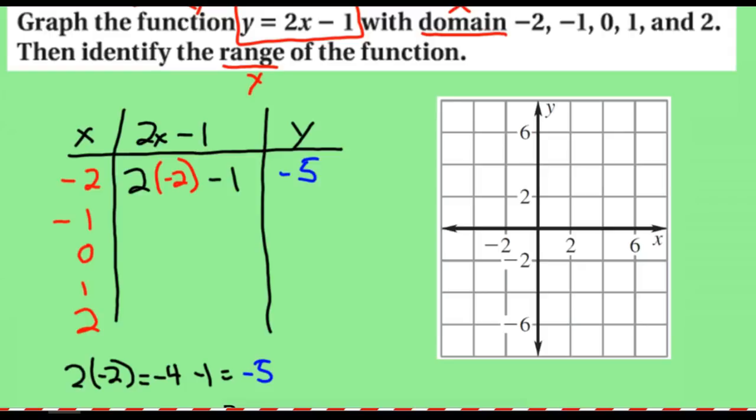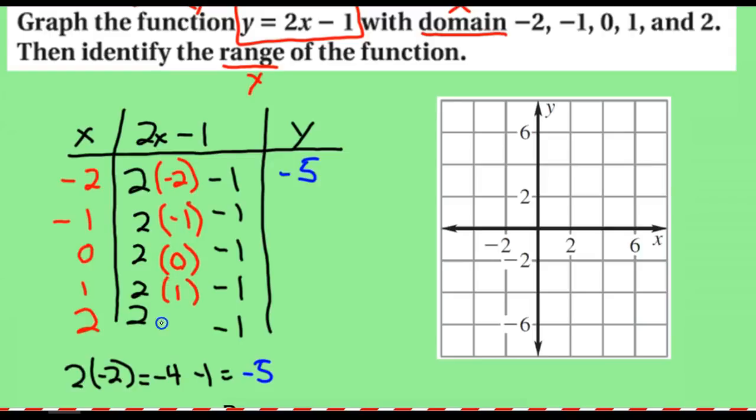I can do the same thing for all of these. I'm just going to put a 2 down for all of them because I know that's what I'm multiplying by. And a -1, -1, -1, and -1. What I'm going to replace x with is -1, 0, 1, and 2.